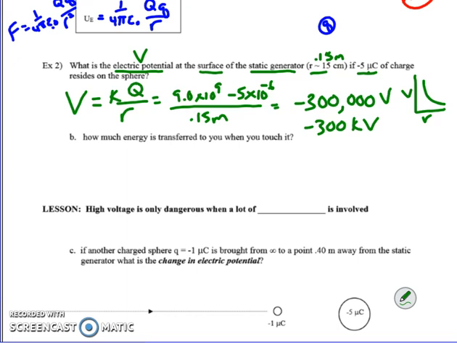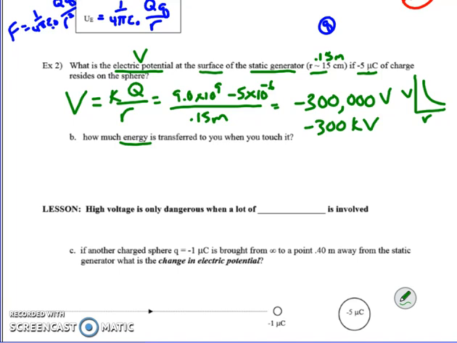Okay, now, energy. You say, well, 300,000 volts, that sounds dangerous, danger high voltage. Why aren't we worried about that? Because it's not voltage that's the issue. What is the issue is energy. Okay, how much energy gets transferred to somebody if they touch a high voltage source.